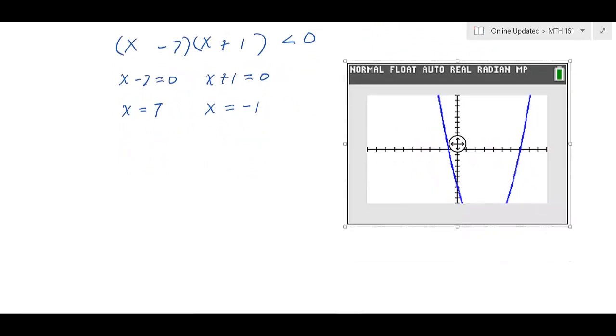We notice these are what we're going to refer to as our critical values, our key points that we're looking at, 7 and negative 1. This is basically where your graph can change from negative to positive. And certainly if we look over here at the graph, this is where our graph is equal to 0. So this is giving us our key points. So algebraically from here, we would use this to set up our test intervals.